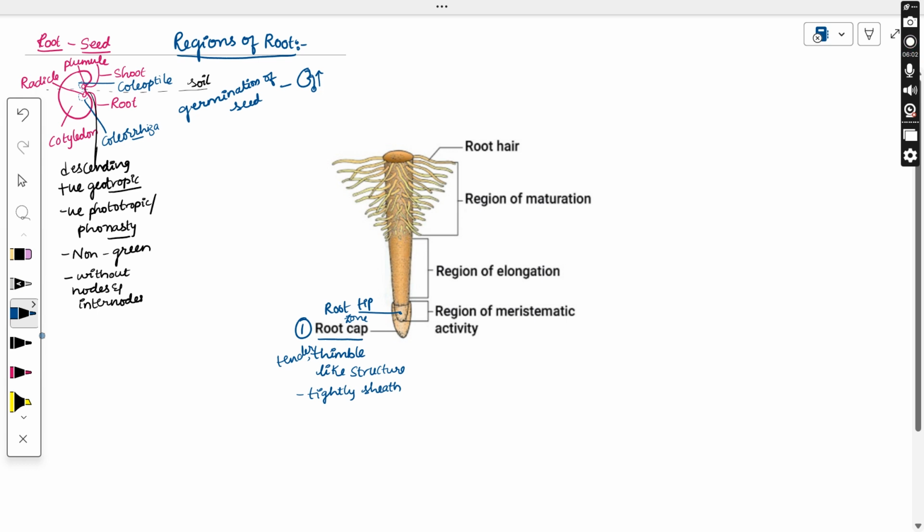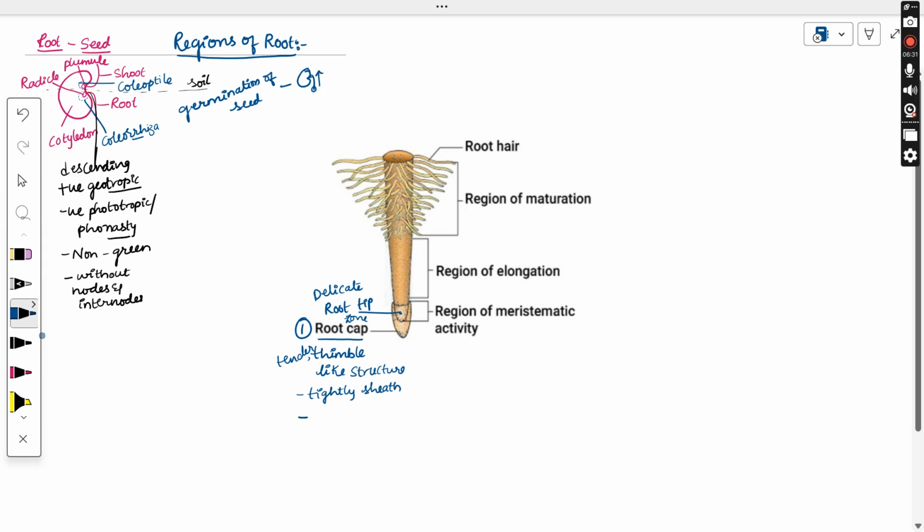Let us see what is the function of it. These are actually useful for the growing of the root into the soil. Usually whenever the root tip is growing, it needs to penetrate deep into the soil. In that case, the root tip is so delicate that it may be ruptured whenever it hits the soil. So at that time protection has to be given, because the root tip is so delicate.